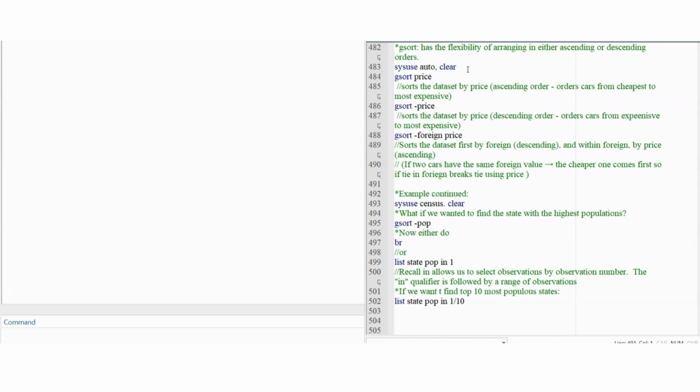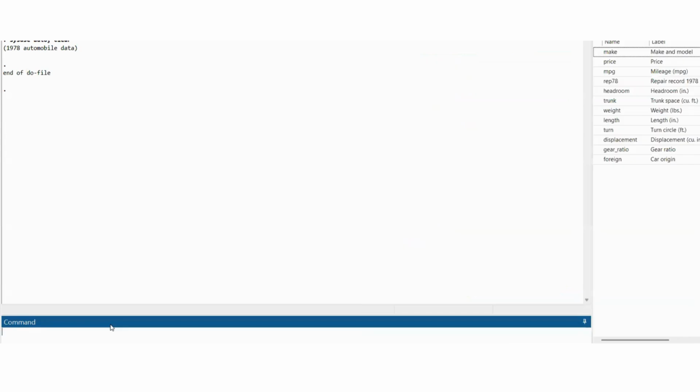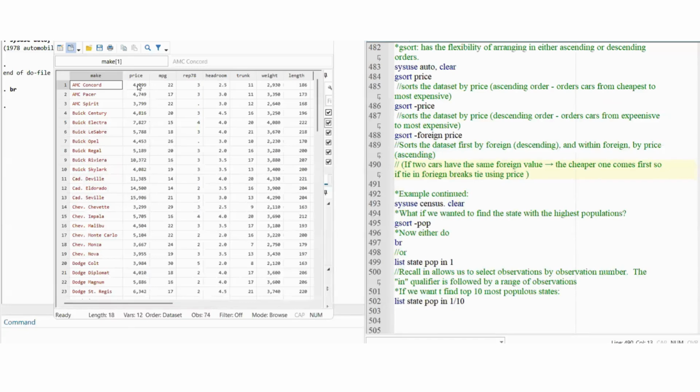So let's look at this with the auto data set that we were looking at. Let's just browse this quickly. What we will see over here is that right now the data set is not arranged in ascending or descending order by price, right? You have a price of 4,099, then a price higher than that, then a price higher than that of 4,749, then a price lower than that. So there is no ascending or descending order right now for price.